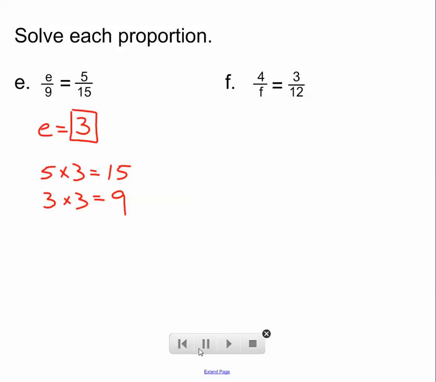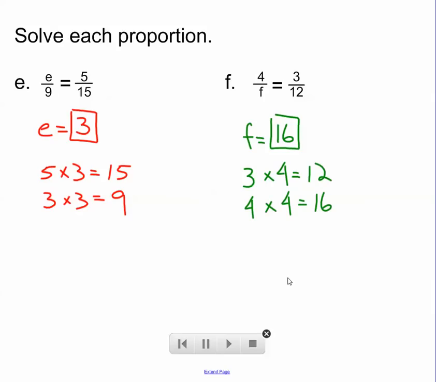Over here, 3 times what is 12? 3 times 4 is 12. So 4 times 4 should be F. It should be 16. Again, it's because 3 times 4 is 12, so 4 times 4 should be F. And 3/12 simplifies to 1/4, just like 4/16 simplifies to 1/4. So I know I'm right.